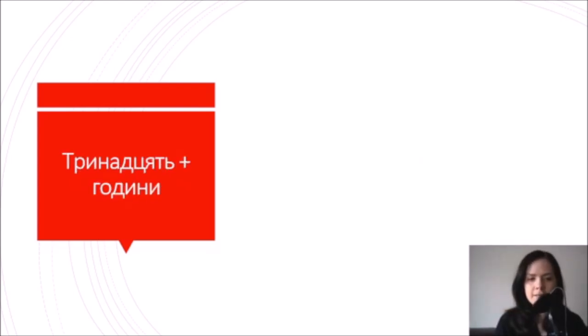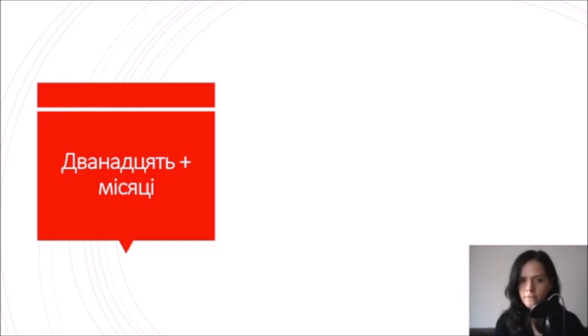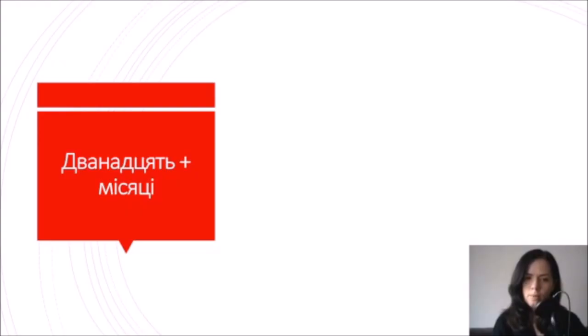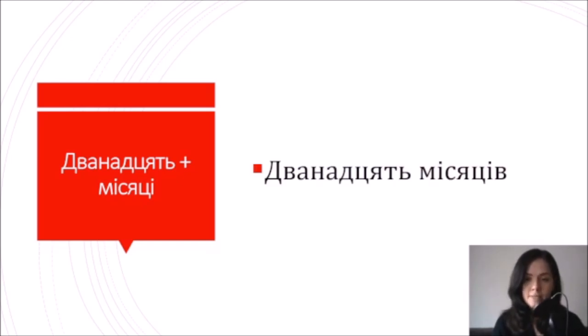Next. 13 години. 13 means 13 and години means hours. So to say 13 hours in Ukrainian, we would say 13 годин. Next. 12 місяці. 12 means 12 and місяці means month in plural. So to say 12 months in Ukrainian, we will say 12 місяців.